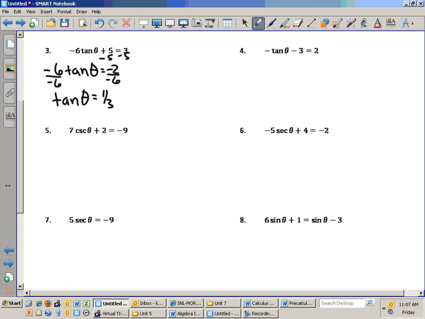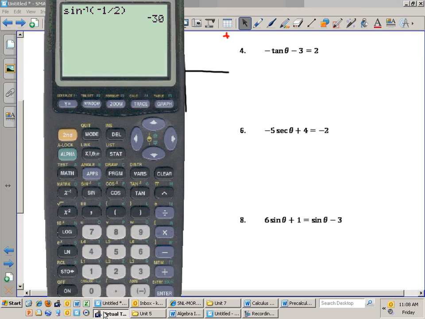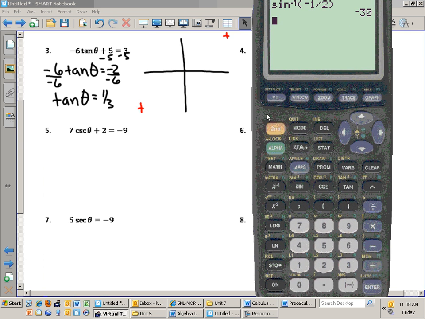Where is tangent positive? First quadrant, third quadrant. I take out my calculator. I go tangent inverse of 1/3 for 0.33. I shouldn't do that. I should just type in the 1/3. 1 divided by 3. I can do that. And we get 18.43.